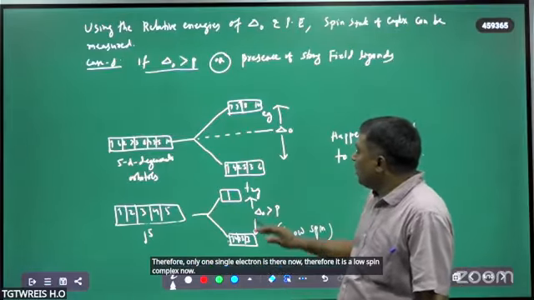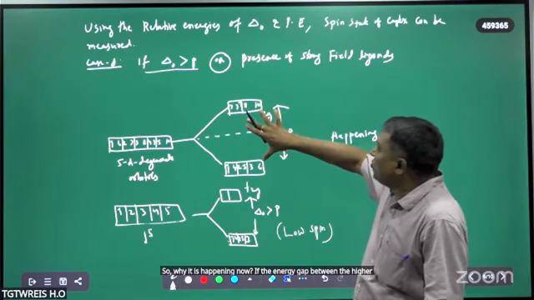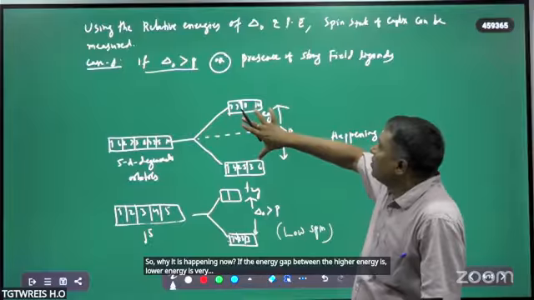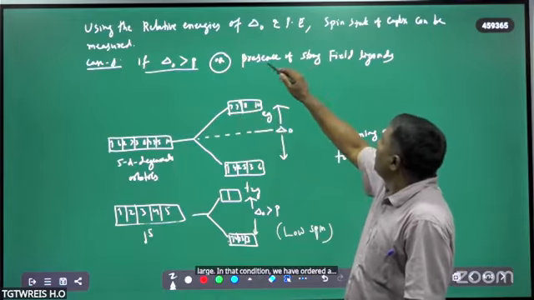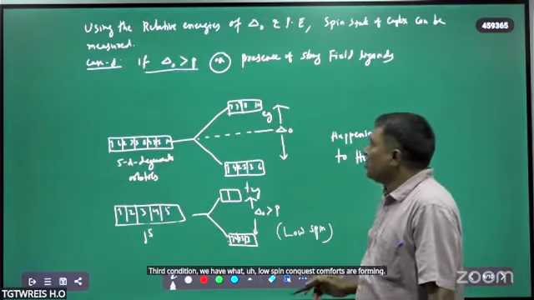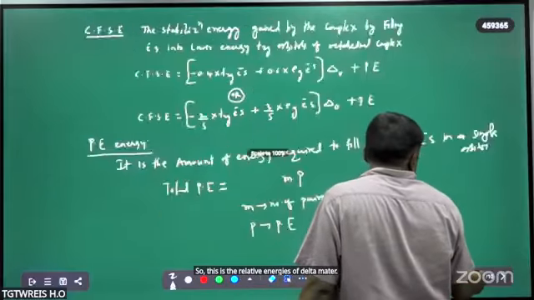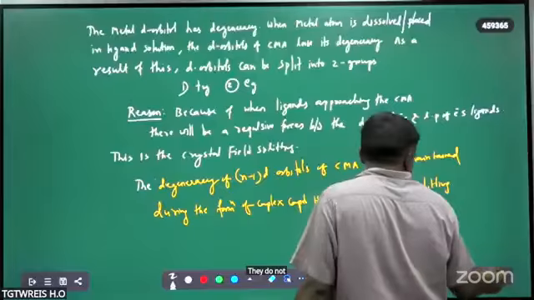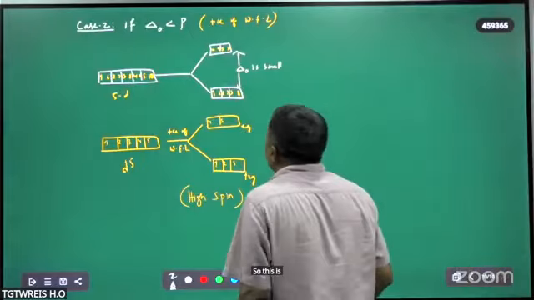So why is it happening? If the energy gap between the higher energy EG and the lower energy T2G is very large, in that condition low spin complex compounds are forming. So this is the relative energies of delta naught and pairing energy. So this is the case now.